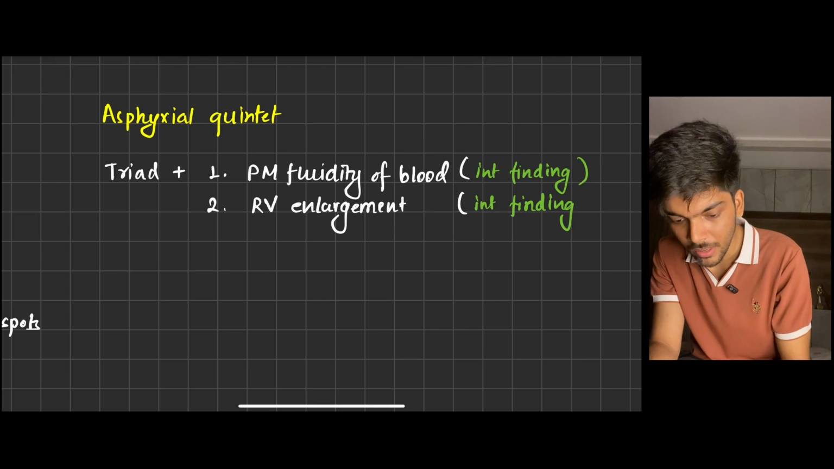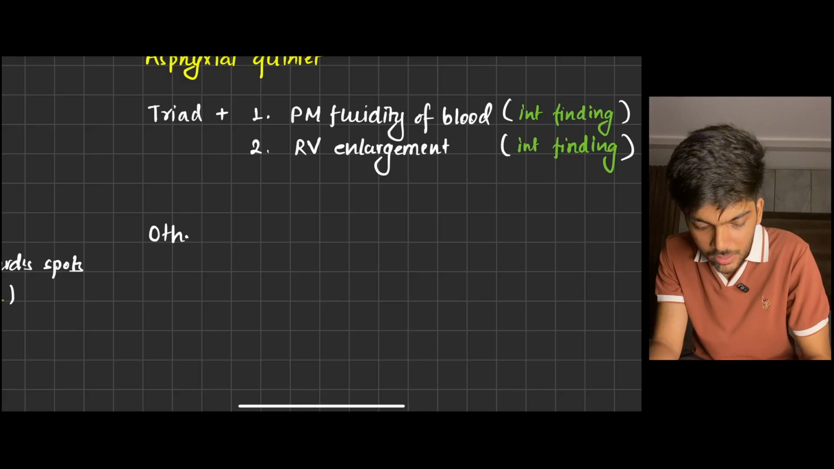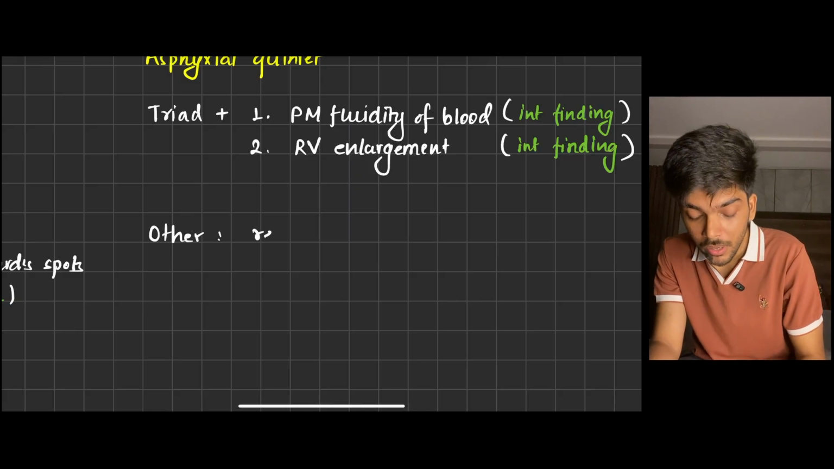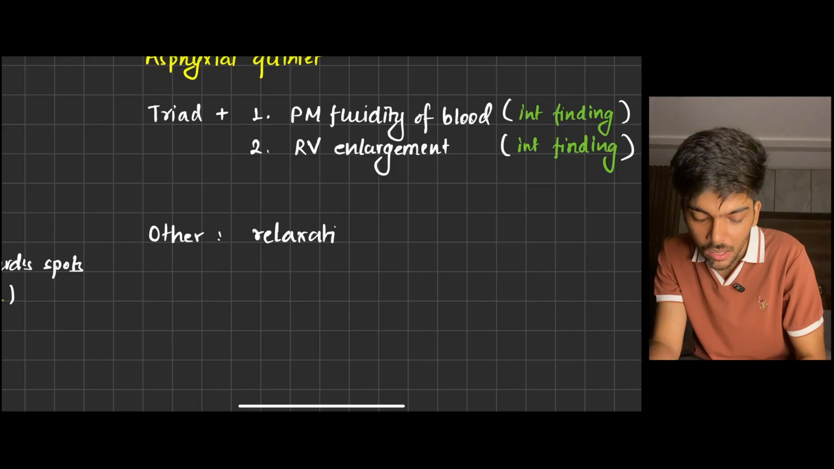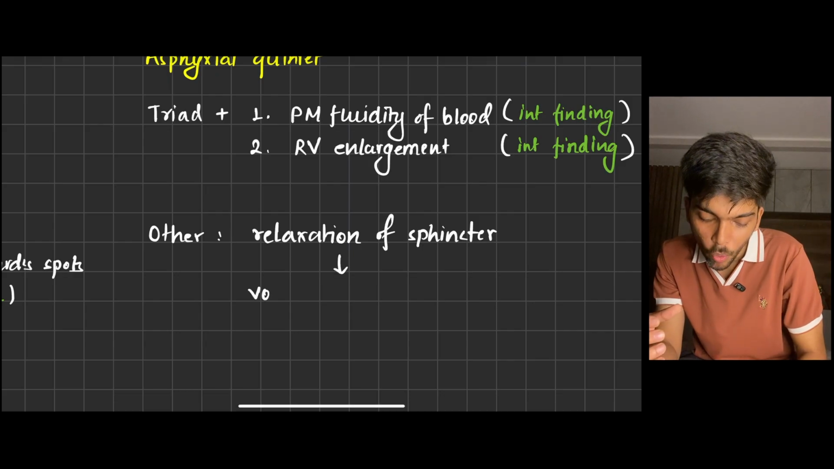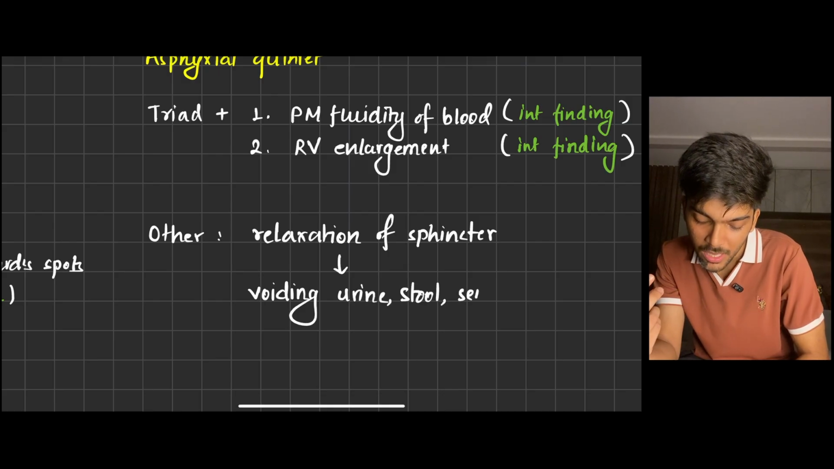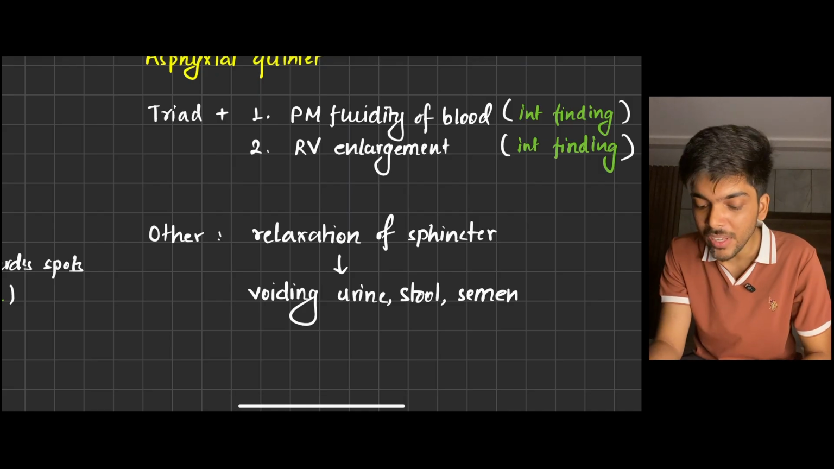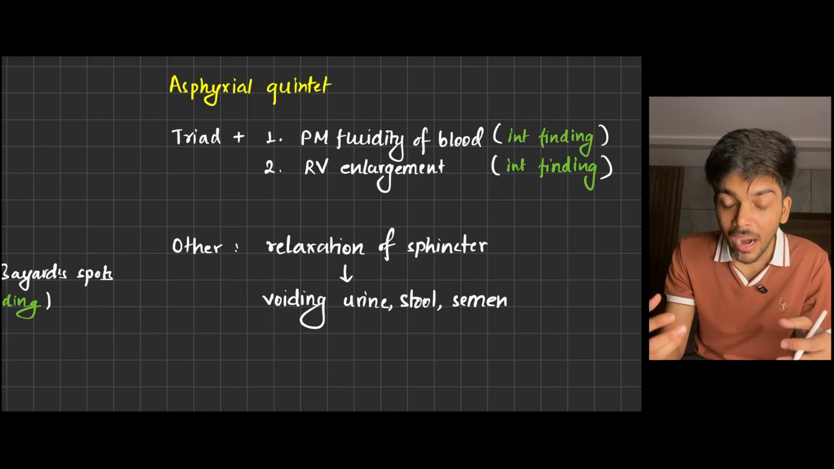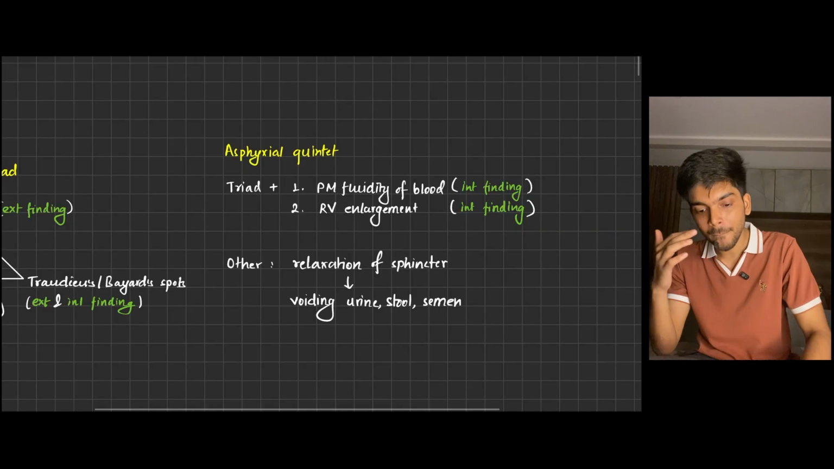Again, so you have the asphyxial triad, asphyxial quintet. Others, asphyxia also leads to relaxation of sphincters. And if the sphincters are going to get relaxed, there is going to be voiding of three things: voiding of urine, voiding of stool, and voiding of semen. That is why in victims of asphyxial death, along with the body, you might find voided urine, voided stool, and voided semen.